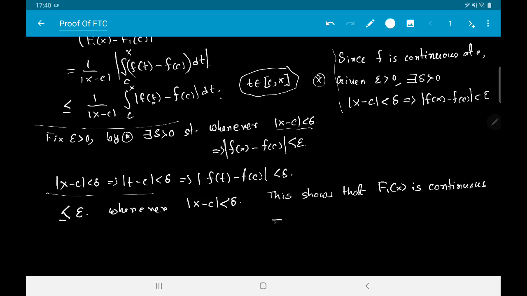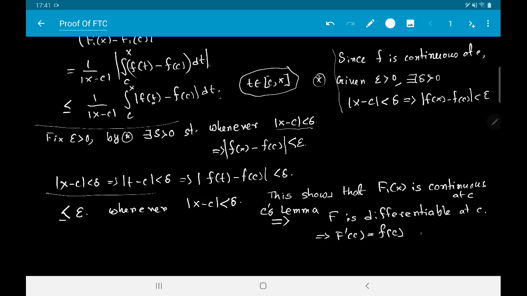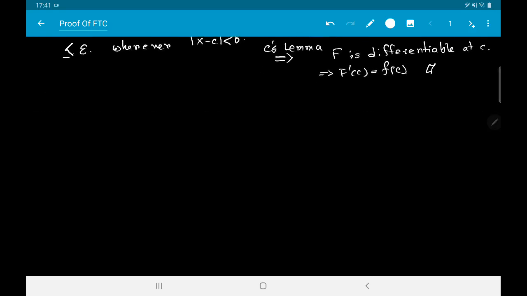And this follows from the Carathéodory lemma, as I have mentioned, that this means that F is differentiable at c. Okay, it's continuous at c, so differentiable at c, and also that F prime of c is equal to small f of c. This completes the proof of the first part of our fundamental theorem of calculus.